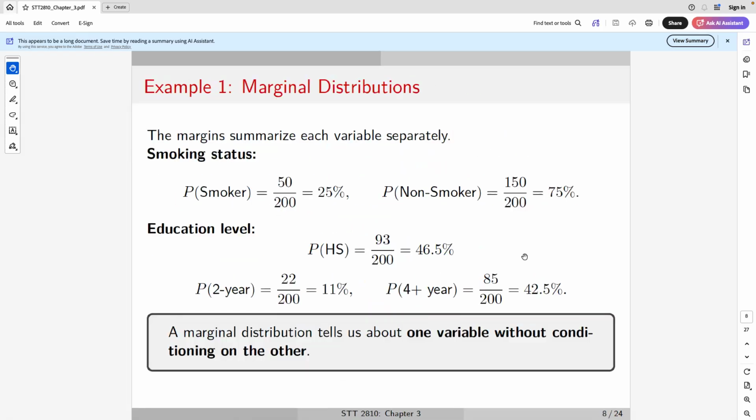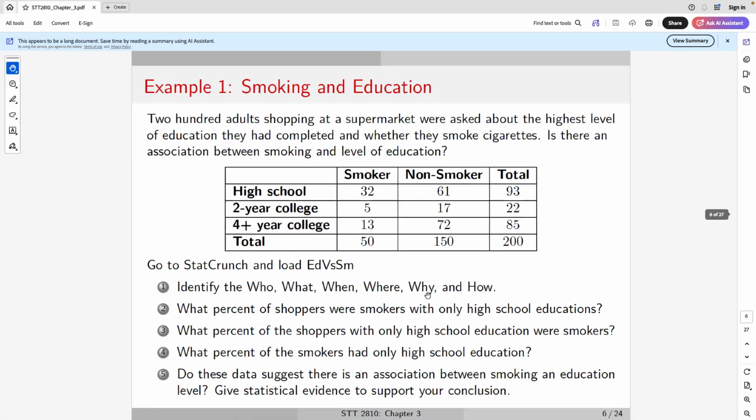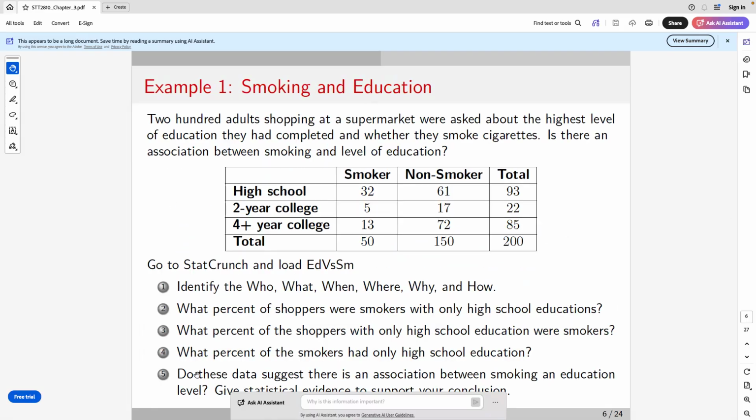Now, the next question we want to answer is this. Do these data suggest that there is an association between smoking and education level? How do we answer that? To be able to do that, let's compare the smoking percentages within each education group. Is that okay?